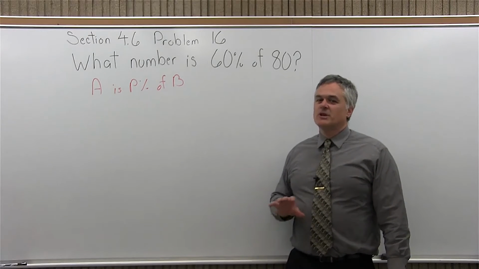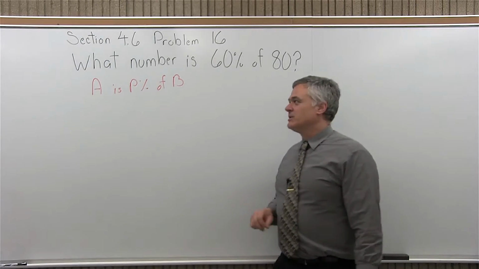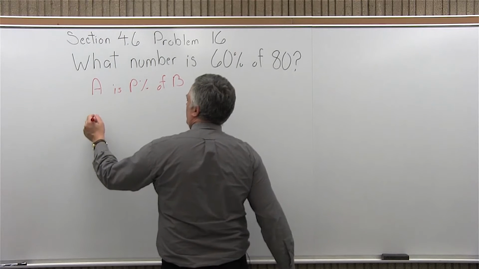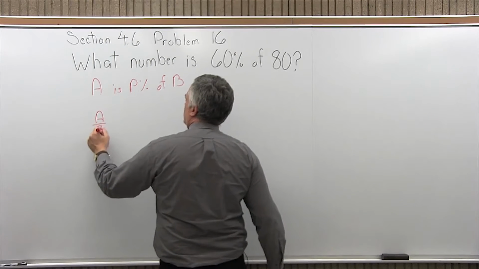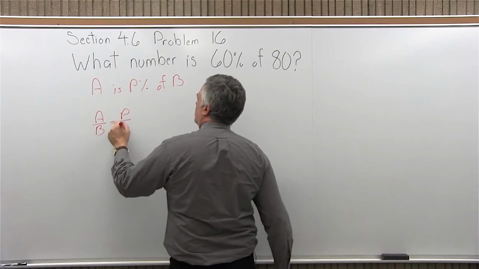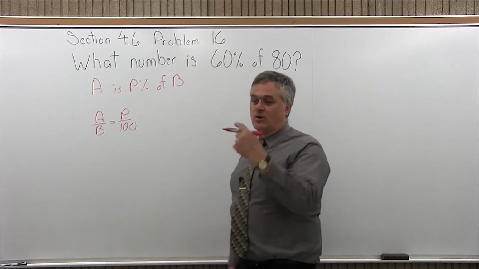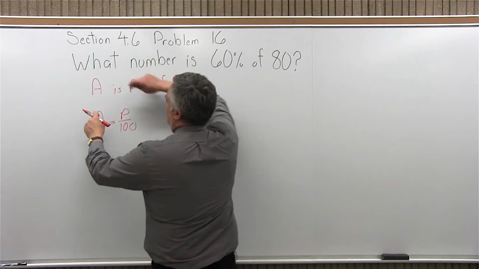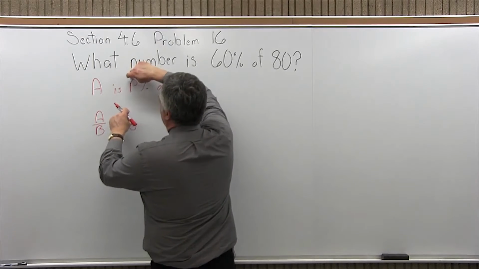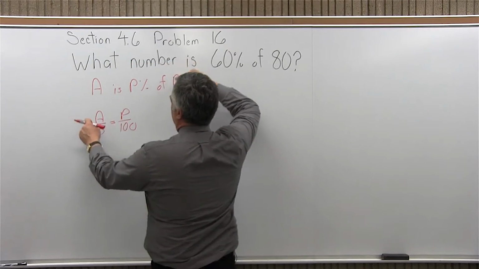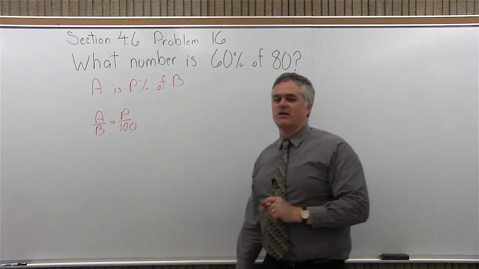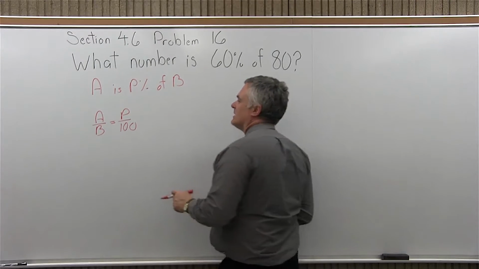If it's not in the right form, you have to rearrange the sentence so that it will be in the right form. But when you have it in the right form, you'll use the formula A over B equals P over 100. And as you fill this in, you go around the circle. Start with A. A is P% of B. It just makes a circle and you fill it in that way. That's why you want to have it in that form.